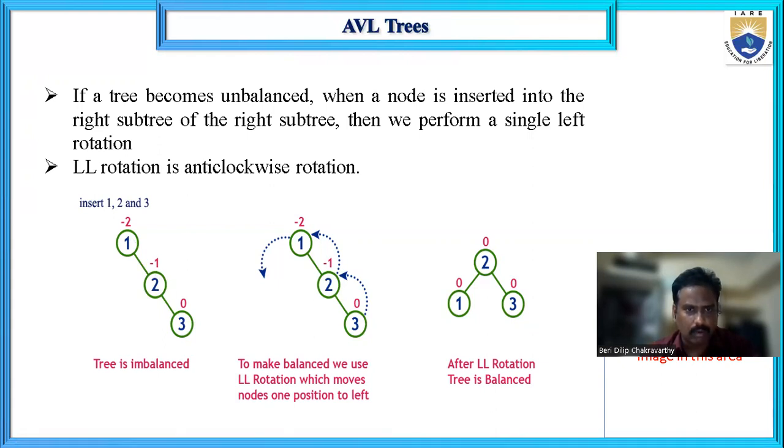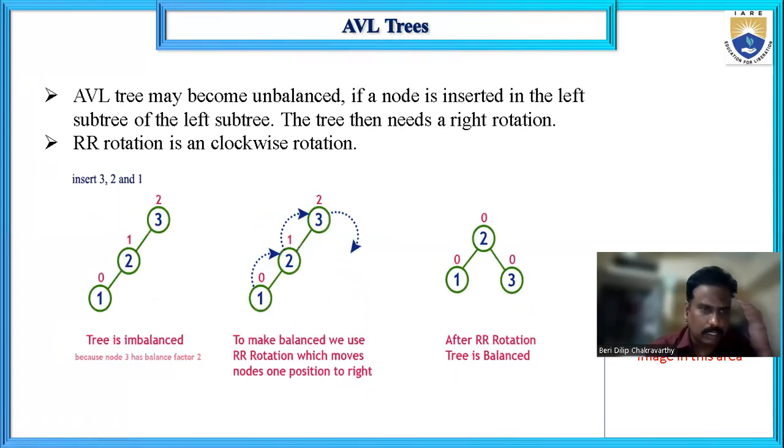Okay, anyhow, for naming convention, we can call it RR rotation. So what we need to do is perform one rotation. Here first I need to perform this, here I need to perform this, and I'll be getting one rotation like this. So 2 comes in the middle, 1 will be coming to the left of 2, and 3 will be coming to the right.